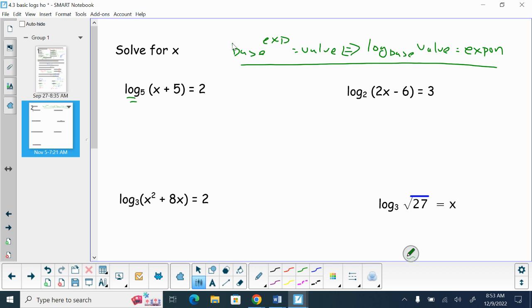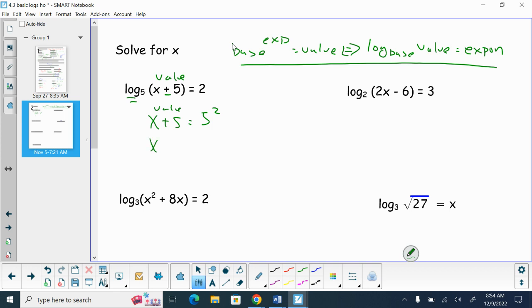X plus 5. What's my base and what's my exponent? This is my value. 5 is what? Okay, so we have 5. What's our exponent? I'm sorry, I can't hear you. 2. Okay, so here's my base, here's my exponent, here's my value. Base, exponent, value. So I have x plus 5 is equal to 5 squared.